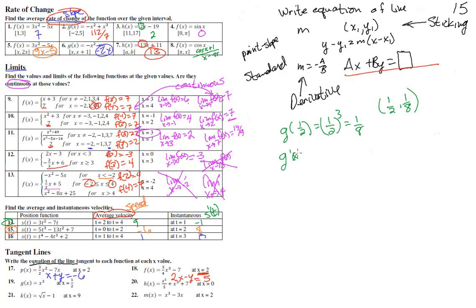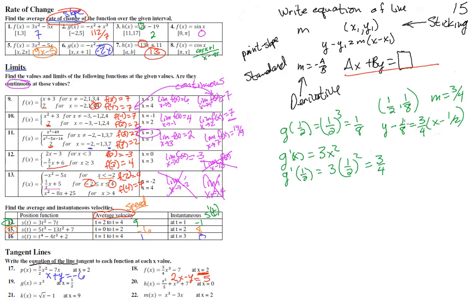So g prime of x is going to be that 3 comes down in front, 3x squared. So when we stick in g prime of 1/2, we're going to get 3 times 1/2 squared is 3 times 1/4, 3/4. So the slope on this guy is 3/4. Let's do the point slope form. On this one, we get y minus 1/8 equals 3/4 times (x minus 1/2).